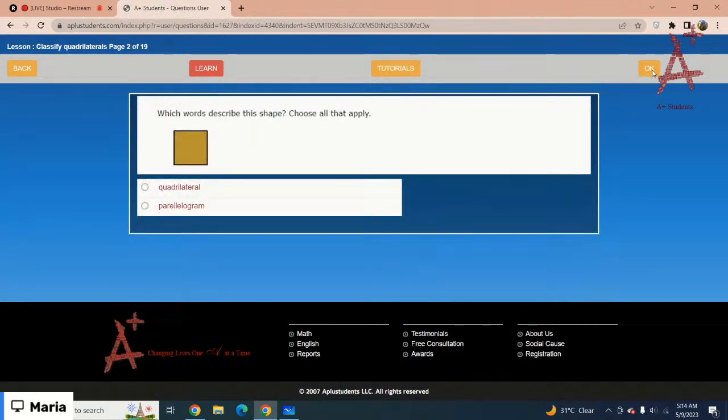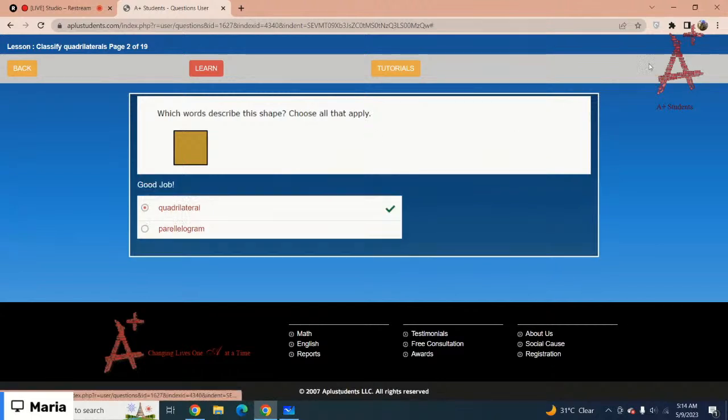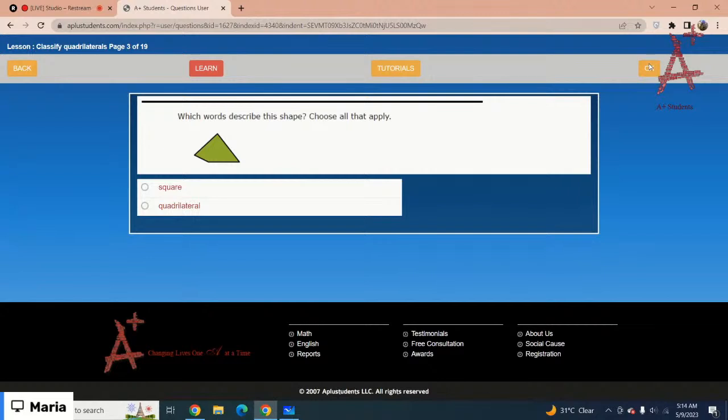What words describe the shape? Choose all that apply. Quadrilateral or parallelogram, which is the correct option? Yes, that would be quadrilateral. Basically, quad means four. So it's a four-sided shape, so it would be quadrilateral, not parallelogram. So square is a quadrilateral. Quad means four. Got it?